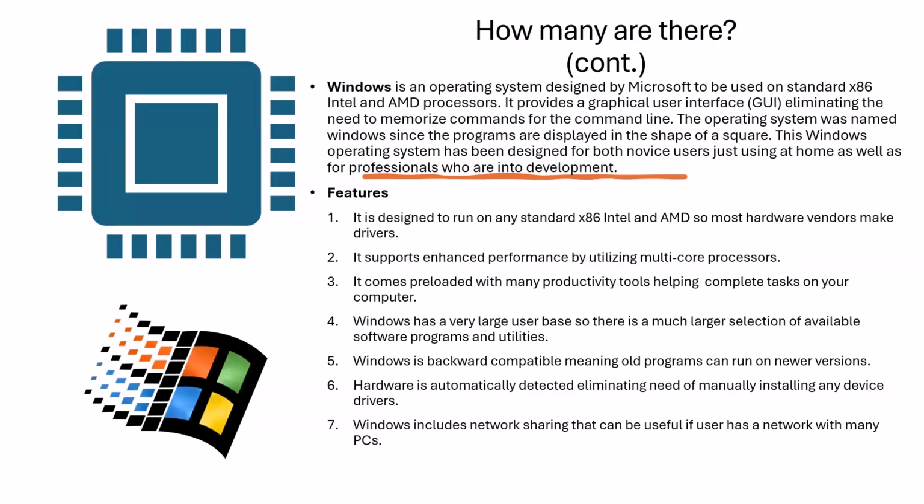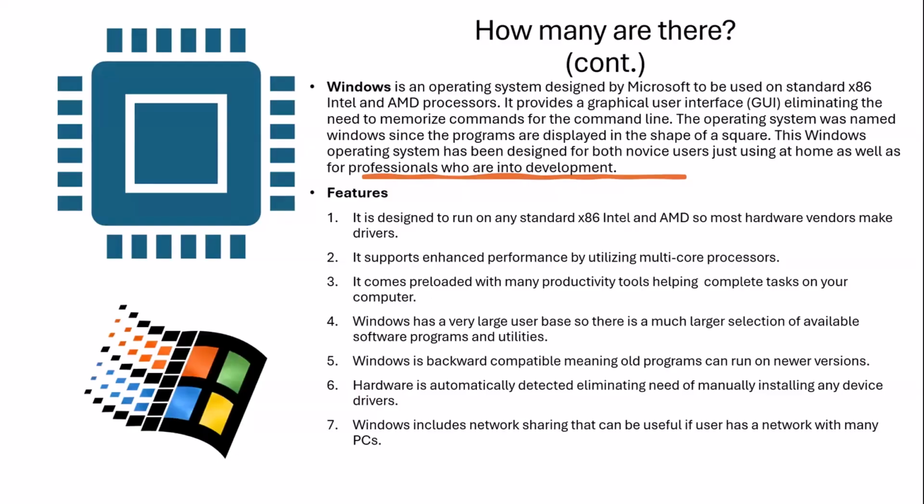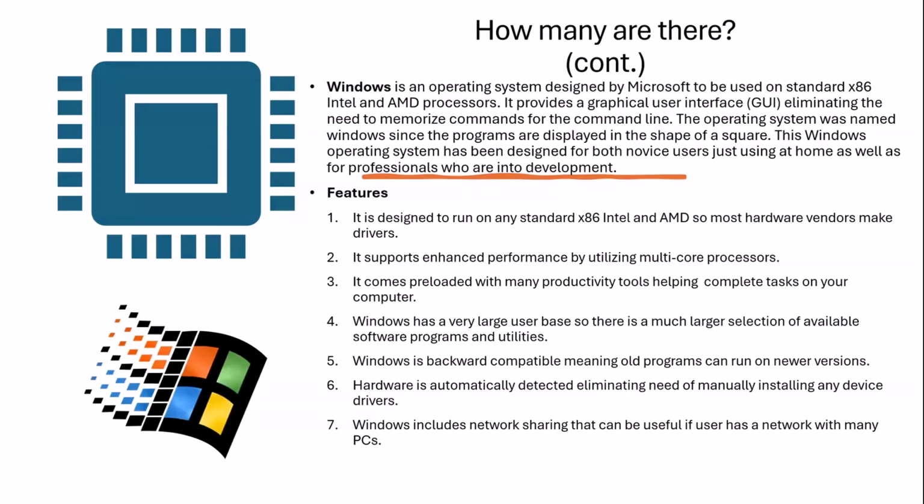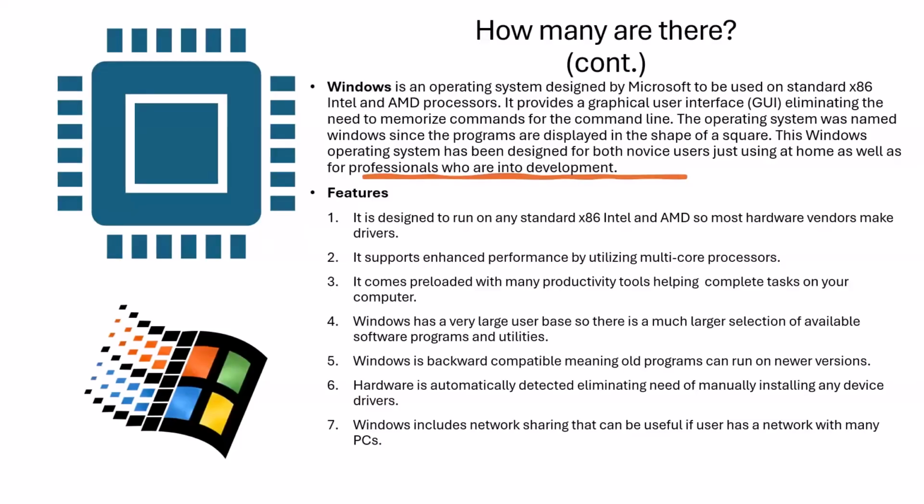Of course, Windows. We all know what Windows is about. x86 and AMD hardware, of course. Multi-core processors. Comes preloaded on most computers today. The user base is huge, so there's a large availability of programs and utilities. Backward compatible, which is considered a feature, but it also can be considered a drawback, because being backward compatible means it can't really streamline for the future yet.